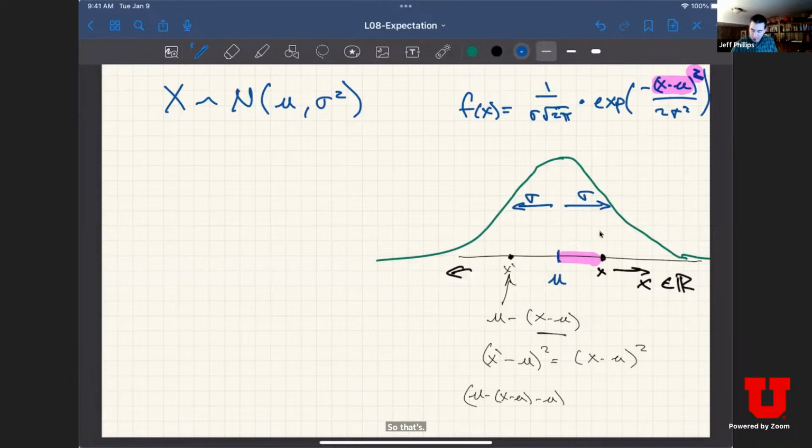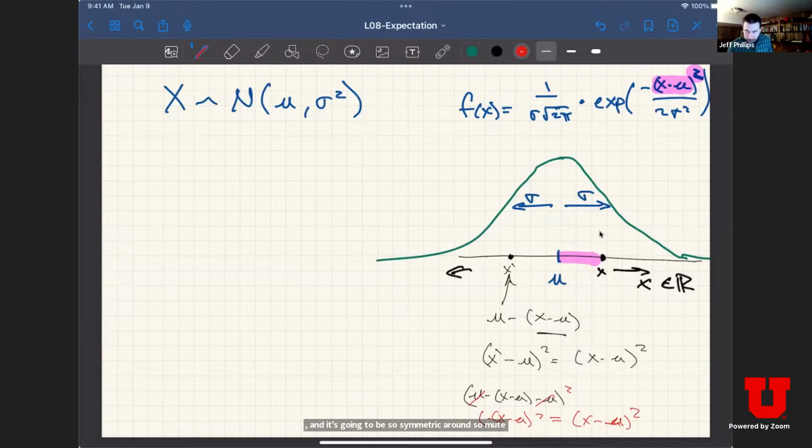What's going to happen is this mu and this mu are going to cancel. What's going to be left is minus (x minus mu). And when I square that, that's going to be (x minus mu) squared, because the minus doesn't matter when you square it. Okay, so what's important about this distribution is that it's symmetric around this middle point mu. Mu is the parameter that describes the middle.